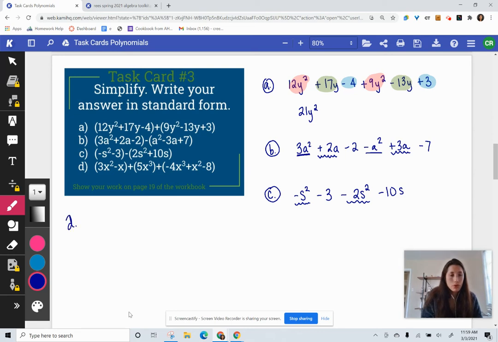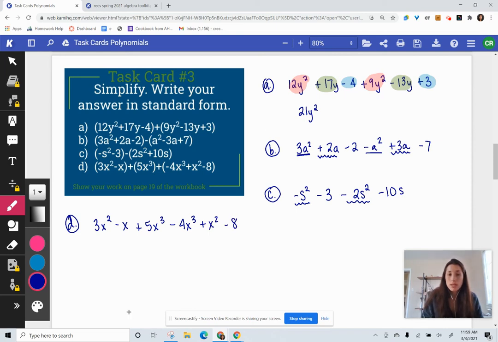And then on to our last question. We'll rewrite it without any parentheses. So we have a 3x squared minus x. We're adding to that a 5x to the power of 3. And then we're adding to that, adding a negative. So I'm just going to put minus 4x to the third plus the x squared minus 8.